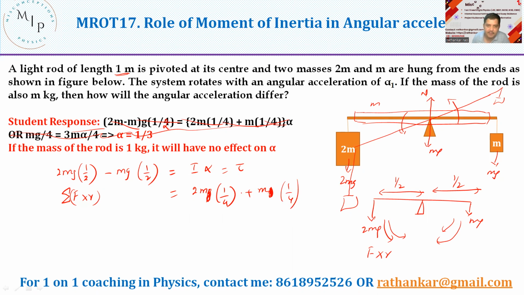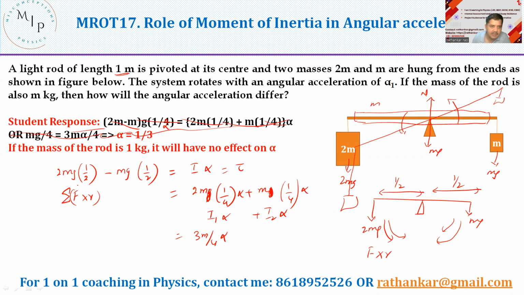These are the moments of inertia into alpha. Why the same alpha? This is your I1 into alpha plus I2 into alpha. Because when this starts rotating, this will also start rotating, right? So as a result, I can write it like this, and thus I get this expression. So 2m into 1 by 4 alpha plus m into 1 by 4 alpha should now be equal to 3m by 4 into alpha.